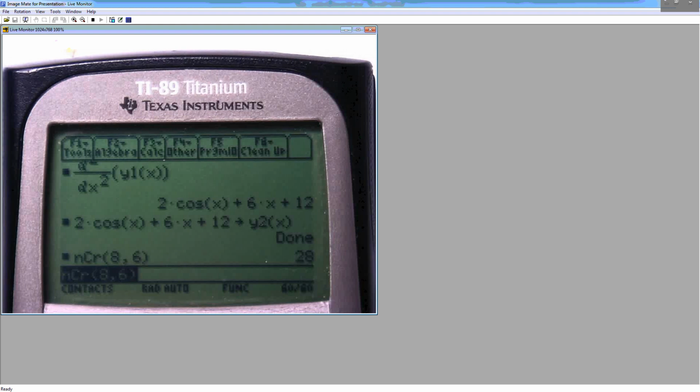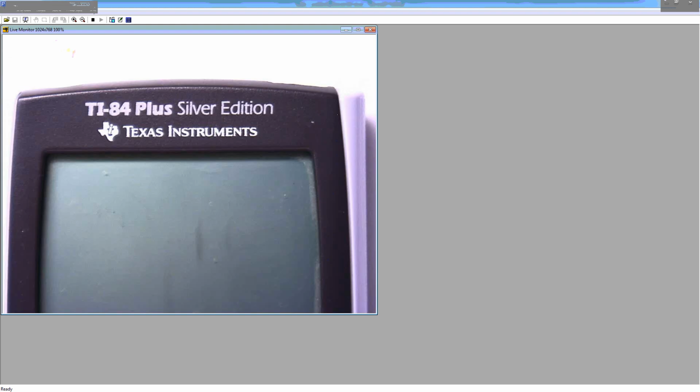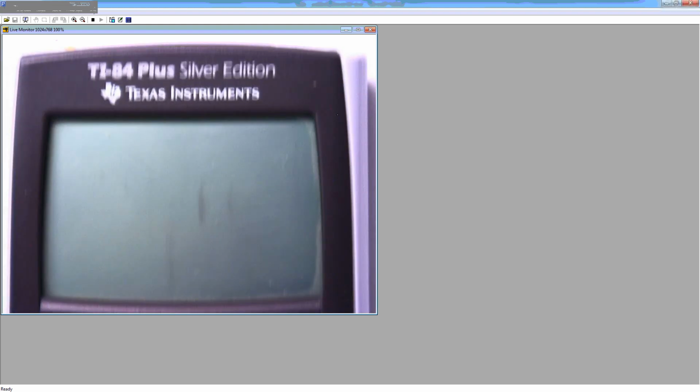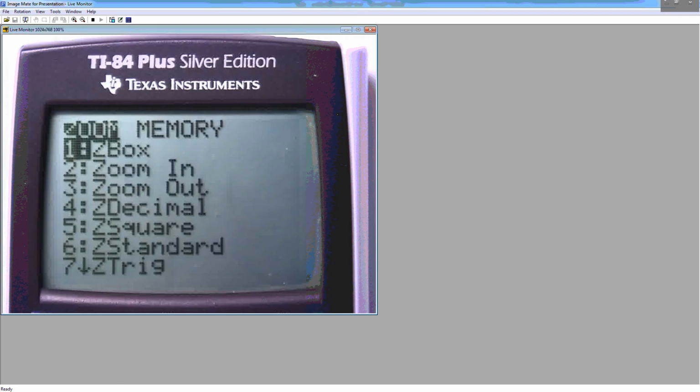If you have a TI-84, it is a little bit different. So let's look at a TI-84. Rather than hitting the on button, let's get out of there.